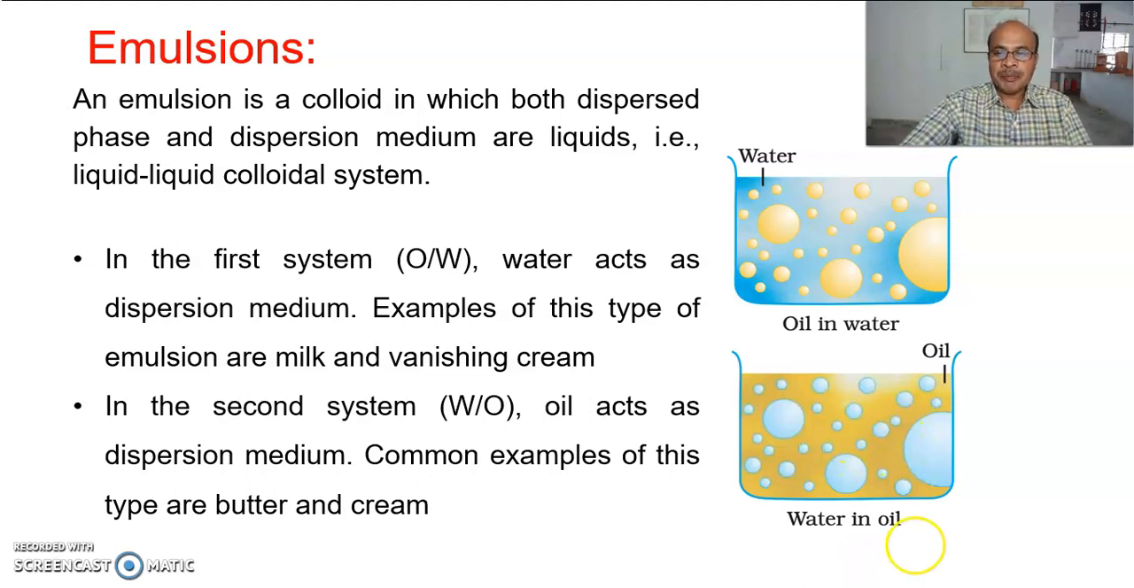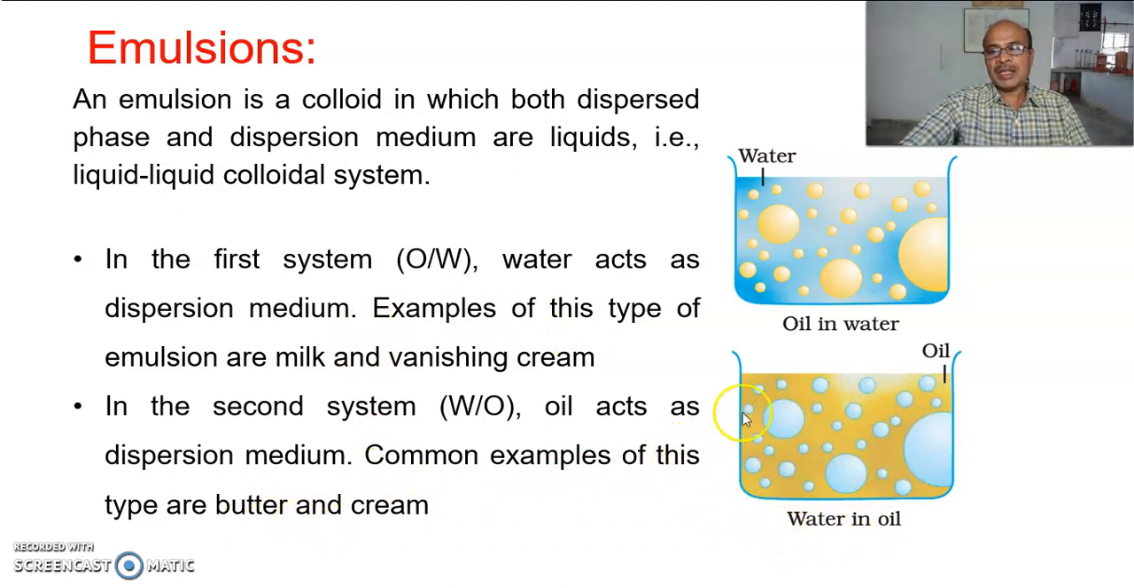Oil in water type emulsions. So here water is the dispersion medium and oil is the dispersed phase. You can observe here the small particles are oil particles, whereas this dispersion medium is the water. The second one is water in oil type. Here water is the dispersed phase, whereas oil is the dispersion medium. For the oil in water type emulsions, we have milk and vanishing cream. And the examples for the second type, that is water in oil type, we have butter and cream.